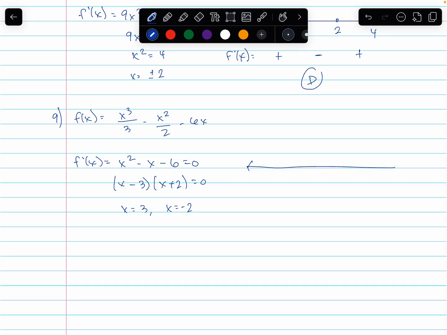So making a number line, x equals negative 2 and x equals 3. So f prime is a quadratic just like it was before, and it looks like this right here. So if I were to graph f prime, it's going to be positive, negative, positive. This is for f prime of x. And so where is it decreasing? Between negative 2 and 3 only. So A.